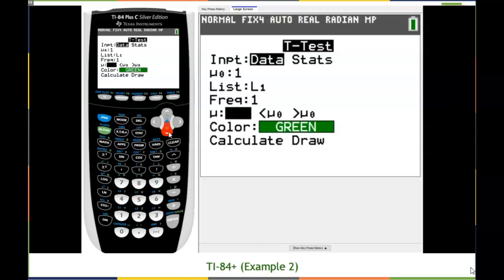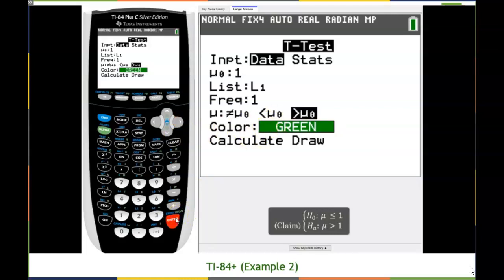Is there convincing evidence that the average conductivity of this type of glass is greater than 1? So my HA will be greater than. The first one is not equal, the second is less than, the third one is greater than. So I hit enter to make sure it stays on there.